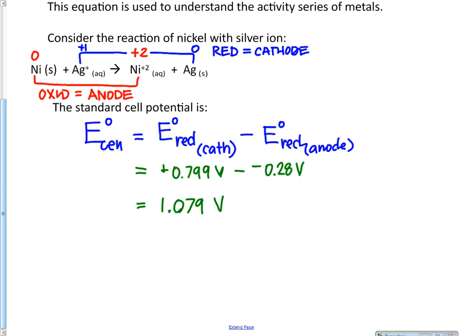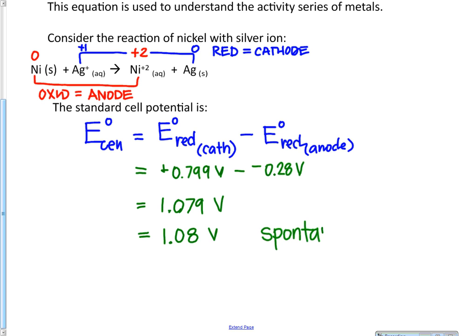Volts. Now we want to be careful with significant digits, so since we have 3 decimal points in one of our voltages but only 2 in the other, technically speaking we can really only report our answer to 2 decimal places. So I'll leave this as 1.08 volts. Now, because that is a positive voltage, we now know that this reaction is spontaneous.